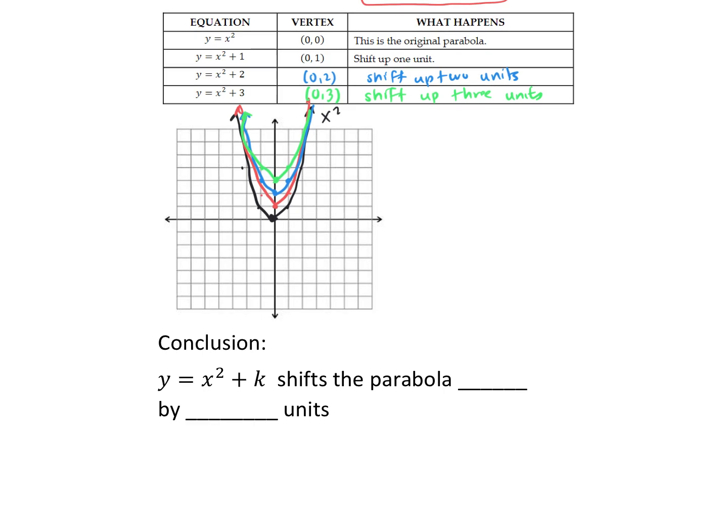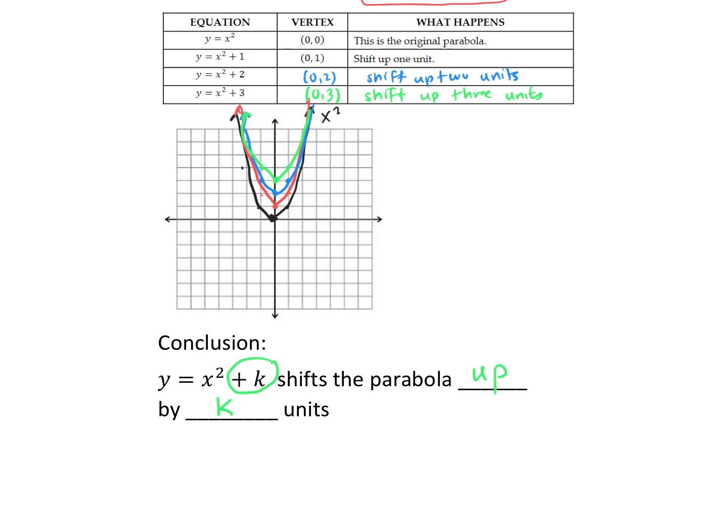So what can we conclude? Well, we conclude that if you have y equals x squared and you add a number to it, it's going to shift the parabola up by whatever k is. So whatever that number k is, it's going to shift up. So if it's a plus k, so k is positive, it's going to shift the whole graph up k units, whatever k is as a number. Vertically, we can go up.